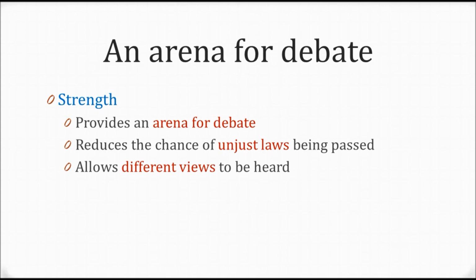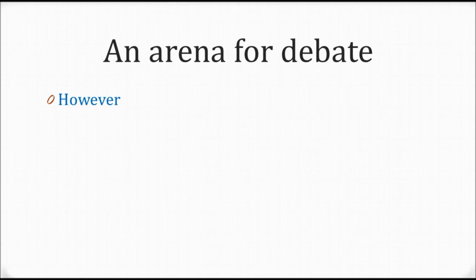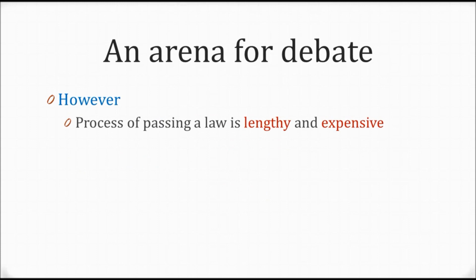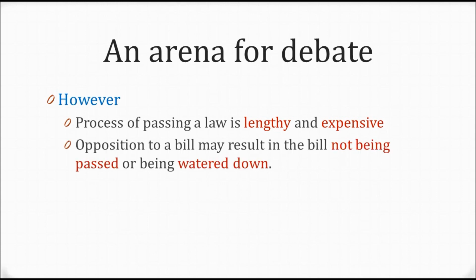Parliament in particular allows for minority views to be heard, which is important. That means that laws are more likely to be accepted, that even if you don't agree with the law, at least it's been through this public debate process, and so people are more likely to abide by the laws. However, the process of passing a law is lengthy and expensive because of all the debating it has to go through, the numerous stages through Parliament that a bill has to pass. And opposition to a bill may result in the bill not being passed or being watered down so that it's a less effective bill.